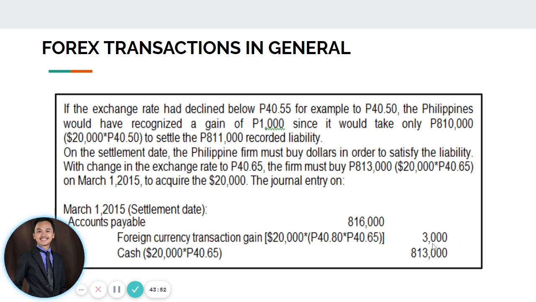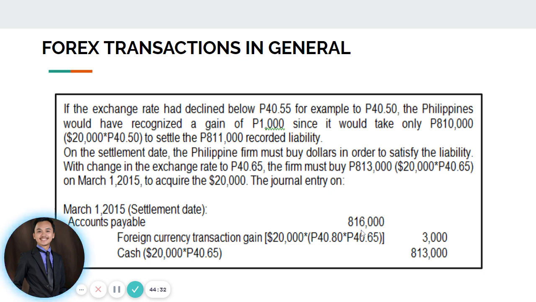Also, take note, since it is the settlement date, we will also be paying the liability today on March 1, 2015, which is the settlement date. So also, we credit cash for 813,000. Sir, why 813,000? Because the spot rate on that date is now only 40.65 instead of 40.80. So that is why we recognized a 3,000 gain to compensate for the total outstanding recorded accounts payable of 816,000. Alright?